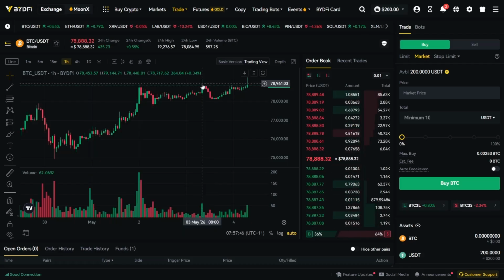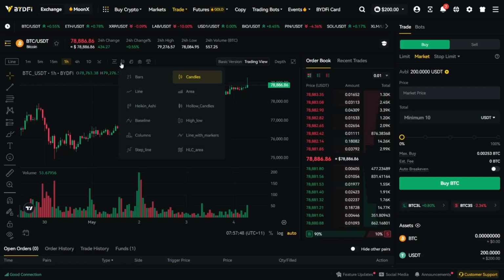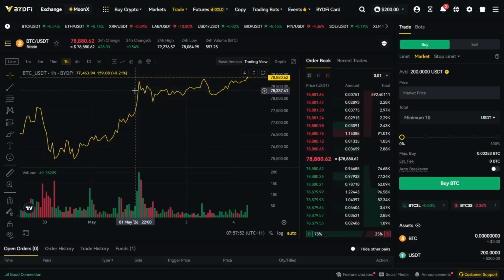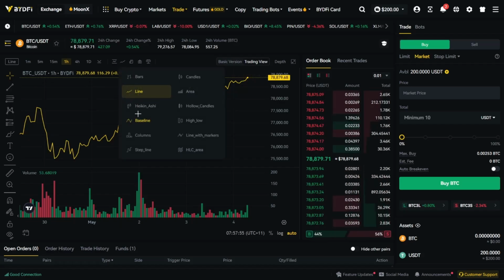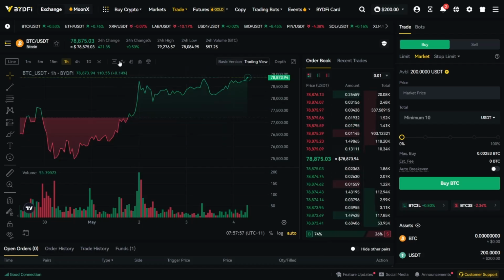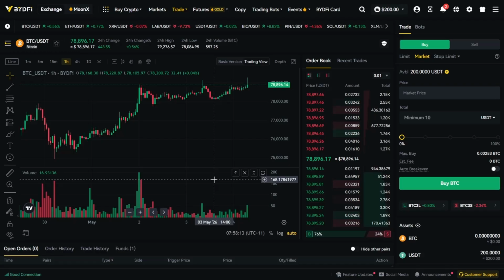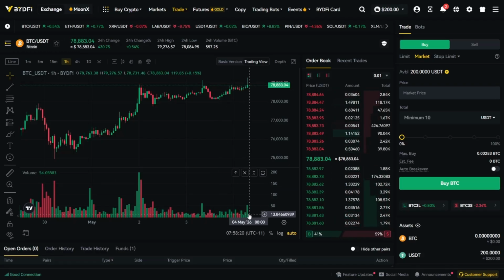You can also customize how the chart looks by changing the candles to bars, or a line, baseline, really whatever you like. But for this tutorial, we're going to keep it on candles. Lastly, at the bottom, this is where you can see a trading volume. This shows how much trading activity happened during each candle.